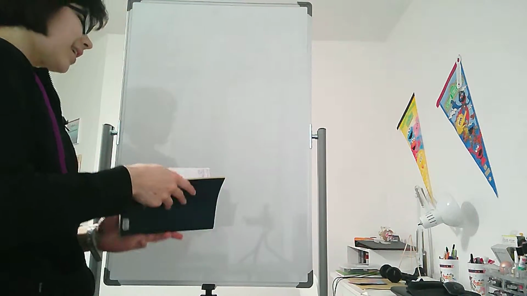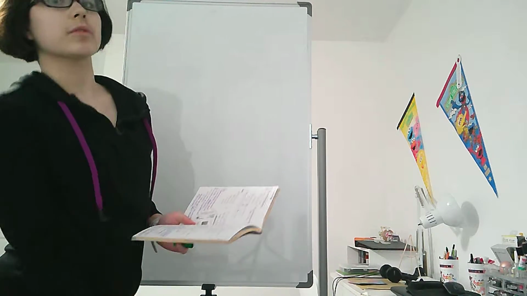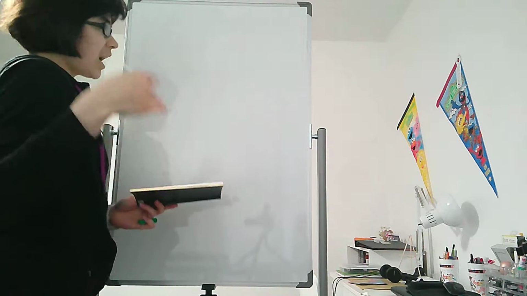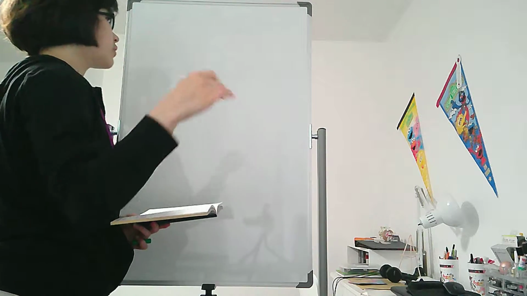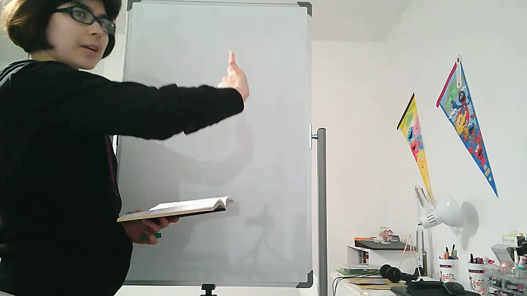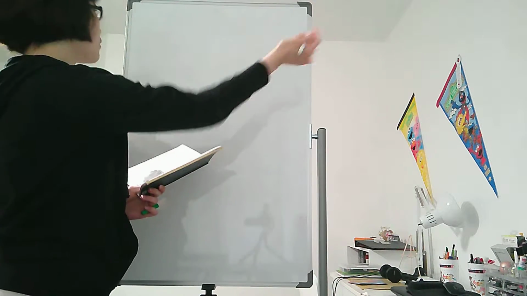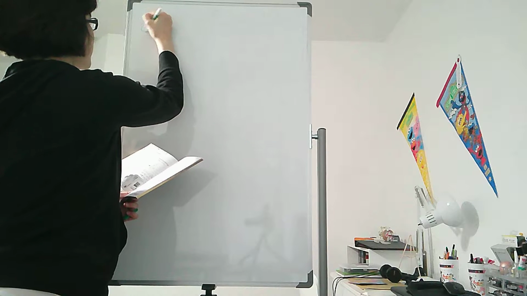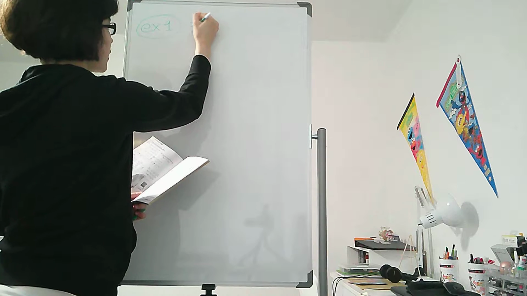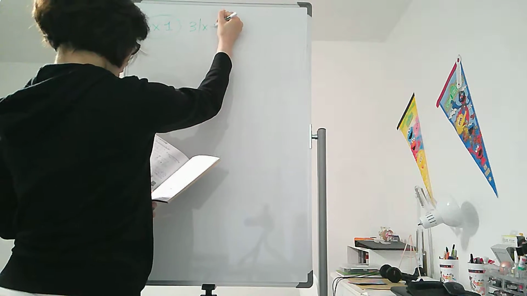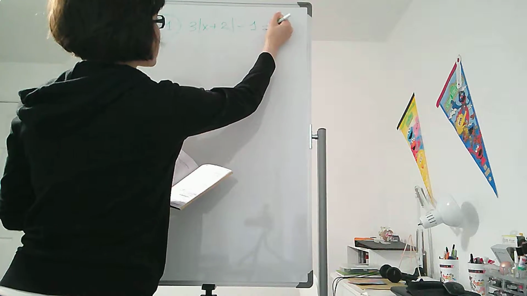You get the idea. So what we're doing first is a multi-step absolute value equation. I know this green marker shows up a little wonky on the camera, so I'm trying to dictate what I'm writing so you can still get a sense of what I'm going through. Alright, so we've got, for example 1, 3 times the absolute value of x plus 2 minus 1 equals 8.